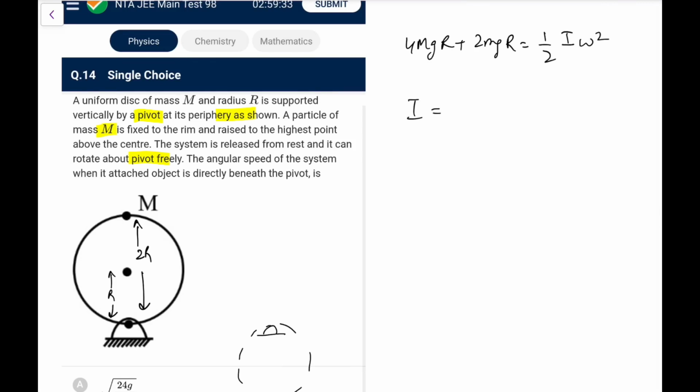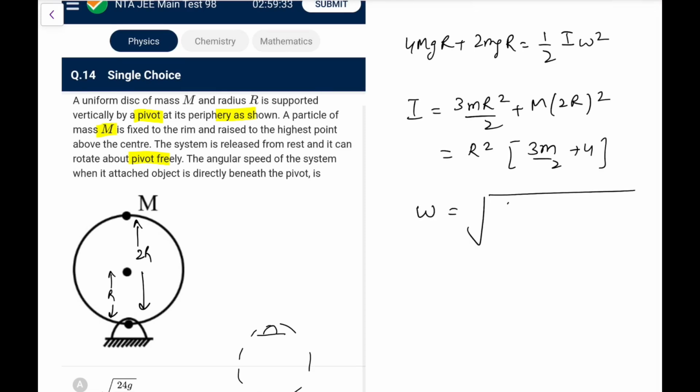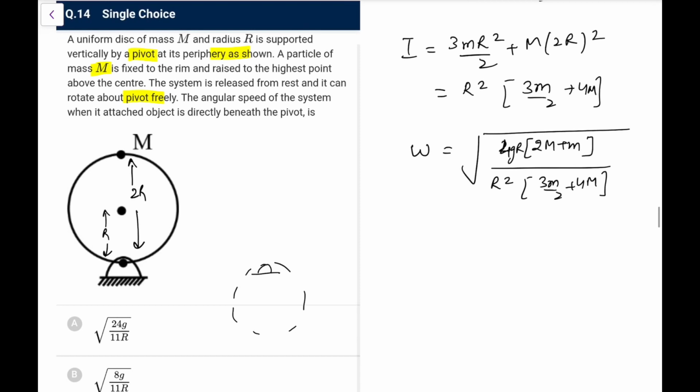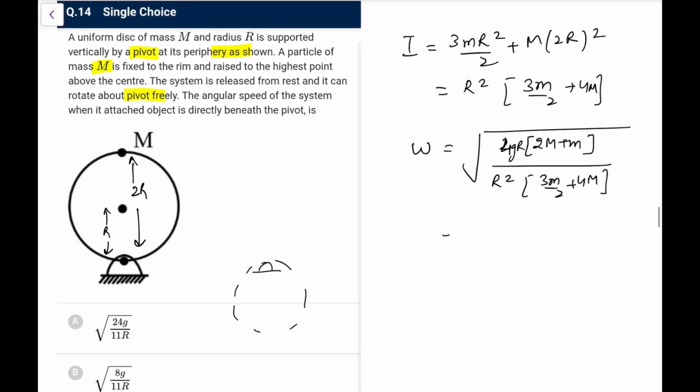Now what is I of system? For the disk about the tangential axis, it is 3mr square by 2, small m I should write. So it is 3mr square by 2, and for the particle it is at a distance 2r, so M into 2r square. So that is what you can do. I can take r square common, it would be 3m by 2 plus 4M, that is what I can write. So that omega would be equal to under root of, I can take 4gr common, it would be 2m plus M upon r square into 3m by 2 plus 4M, that is what we have got. And what we are given, okay, the mass of both is the same, I am taking it differently, no point in it.